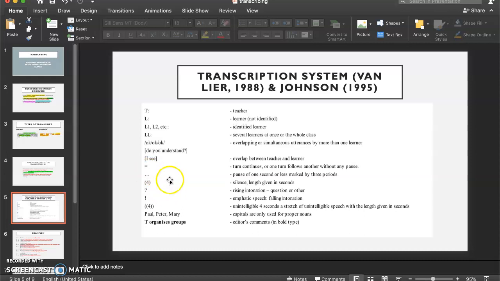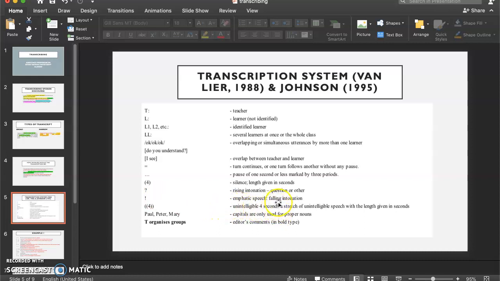And then this symbol here, equal, shows the turn taking. Turn continues, or one turn follows another without any pause. There's no pause between one turn to another. And then the three dots shows there's a pause of 1 second or less. Okay. And if there's a silence, the length of the silence is given in seconds, for example, 4 seconds of silence. Rising intonation of question or others, we use the question mark symbol.